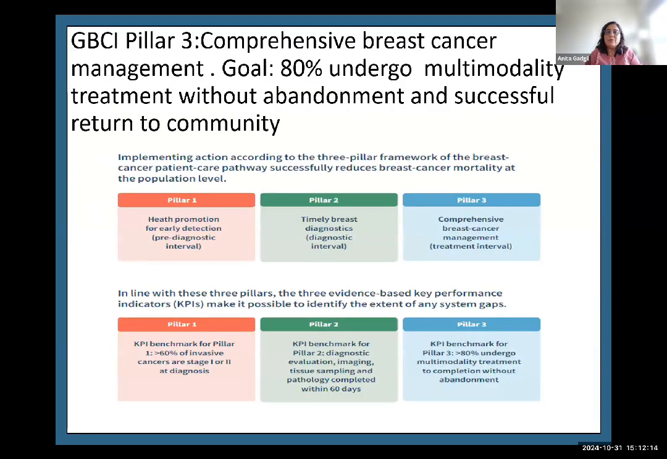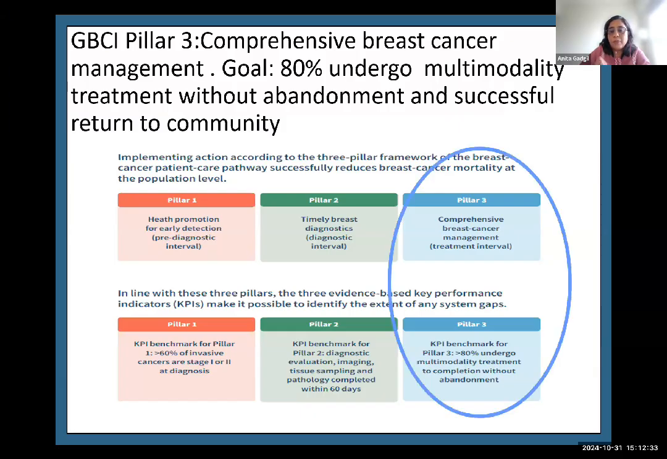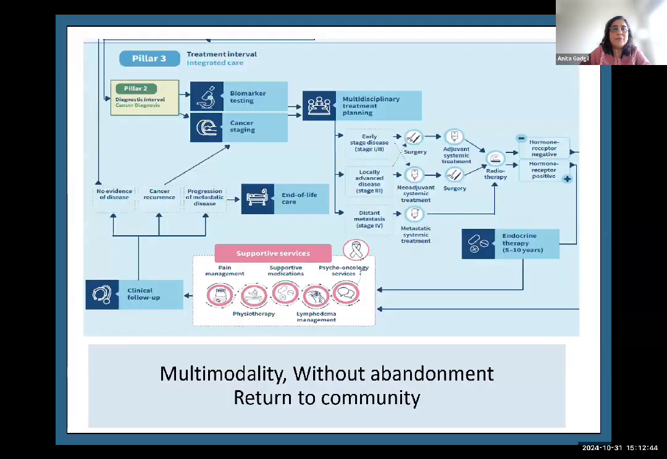As you have known by now, pillar 1 and pillar 2, health promotion and timely diagnosis, have been covered by Dr. Partha Basu, Valerian, and Mary. I will focus on pillar 3, which is comprehensive breast cancer management. The goal of this pillar is that more than 80% of the patients undergo multimodality treatment without abandonment, that is, without leaving it half done.